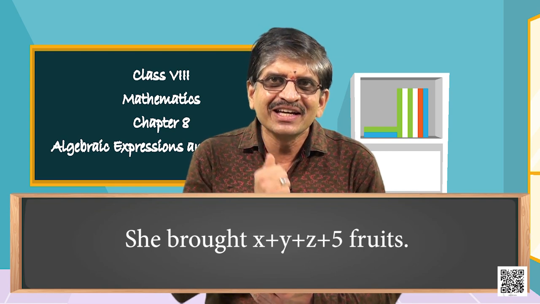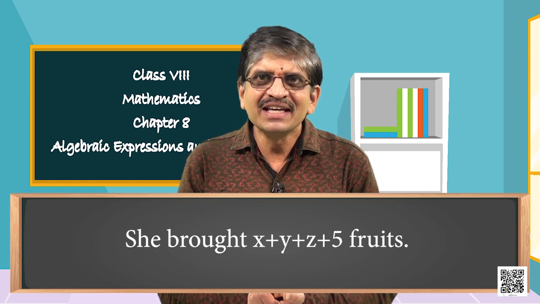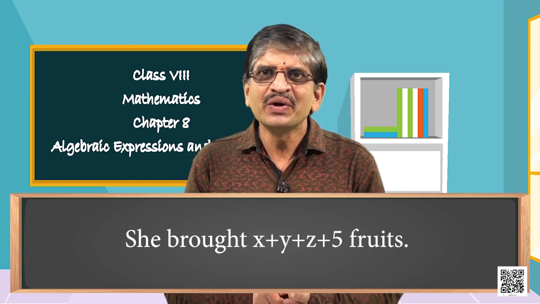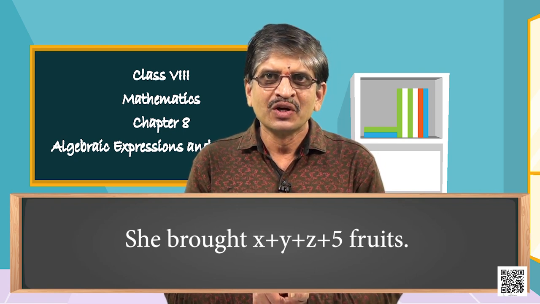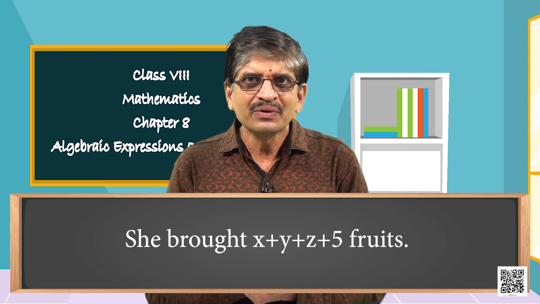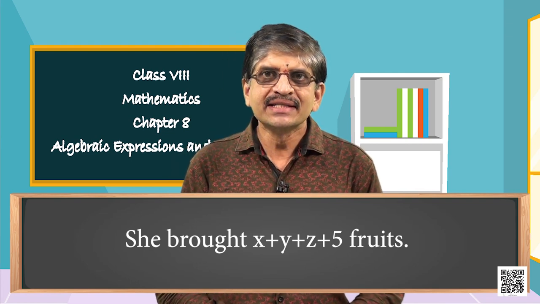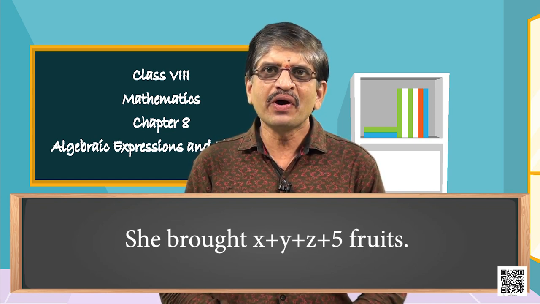How did you get this? By adding X, Y, Z and 5, you got X plus Y plus Z plus 5. Do you know what you call this X plus Y plus Z plus 5? Good. This X plus Y plus Z plus 5 is called an algebraic expression which is formed with the variables X, Y, Z and the constant 5.